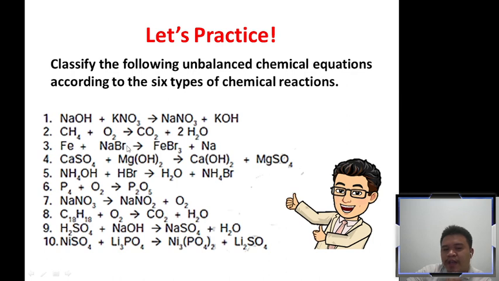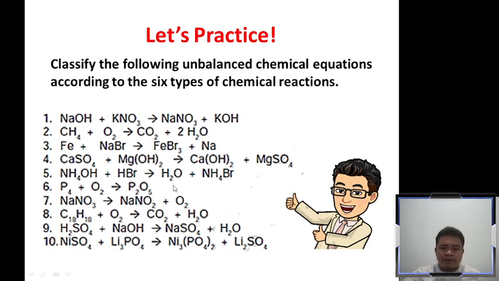How about this one? Iron plus NaBr yields FeBr3 plus Na. Yes, that is a single replacement reaction. Correct. How about CaSO4 plus Mg(OH)2? Oh, that's very simple. And again, if you answered double replacement reaction in number 4, you are correct. Okay, way to go.